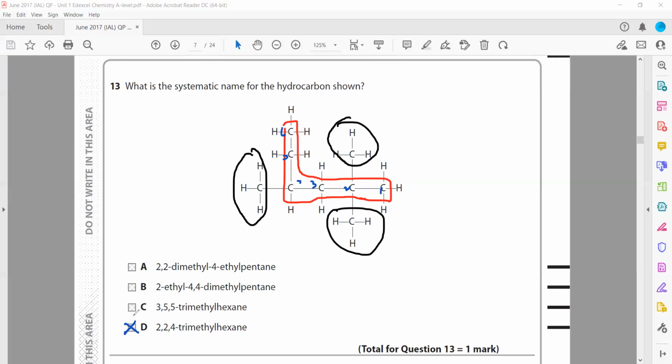So whenever you name a hydrocarbon or any organic compound, the first step is to select the longest carbon chain, and the numbering should start from the nearest branch, or you can also say a functional group. Is this question clear?